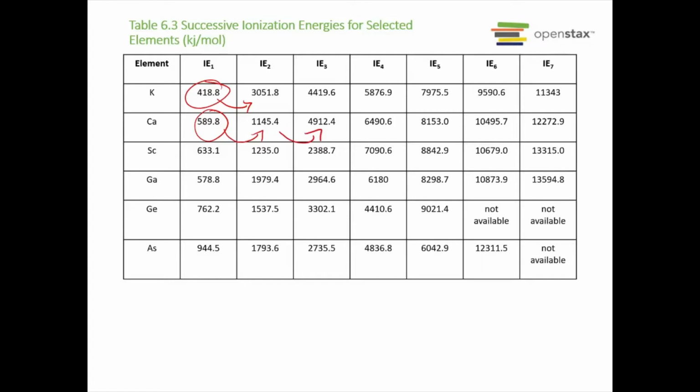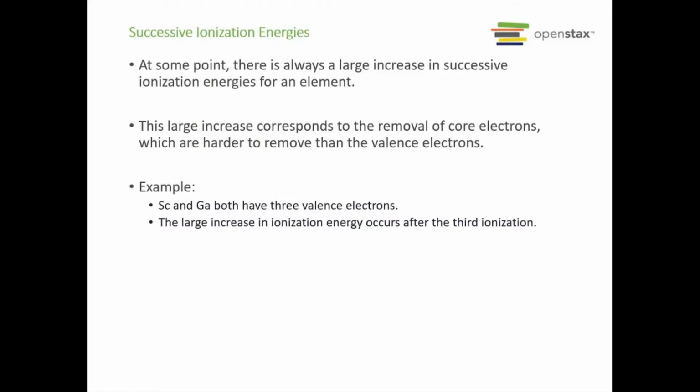And this makes sense, right? Potassium's in group 1. It's a K+. Calcium is a 2+. So you can see like scandium, we go 1 to 2 to 3, not so bad. But then to 4, huge leap. So you can see this trend happening. There's always some really large increase in the successive ionization energies for an element.